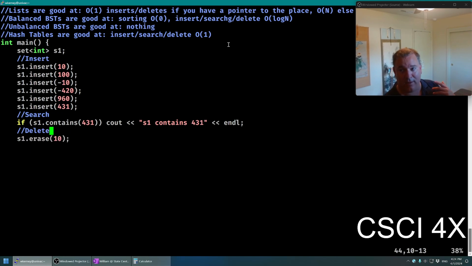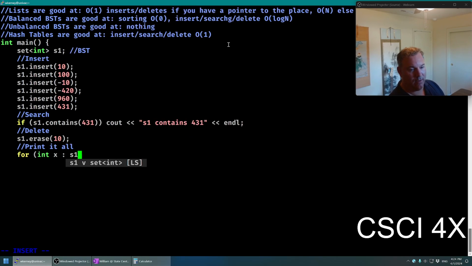How long does it take to insert? How long does it take to search? How long does it take to delete? All of these are order log n, because set is a BST. And then if we want to print everything, we just use our regular old range-based for loop: for every integer x in s1.